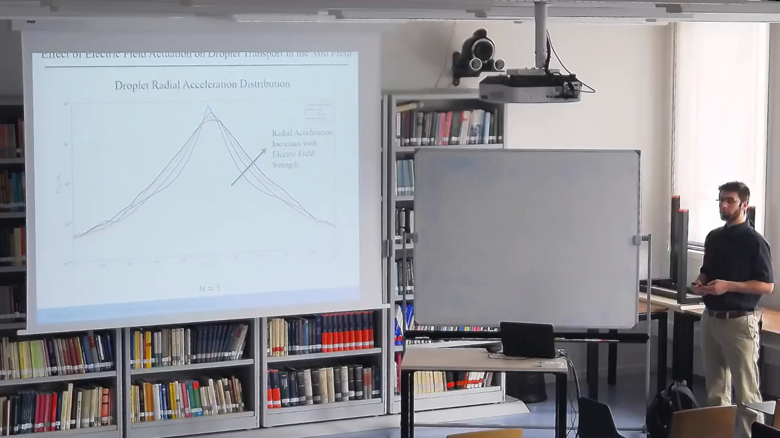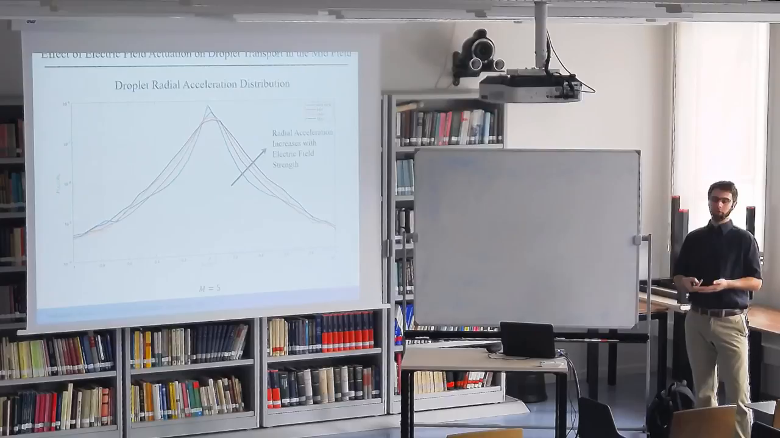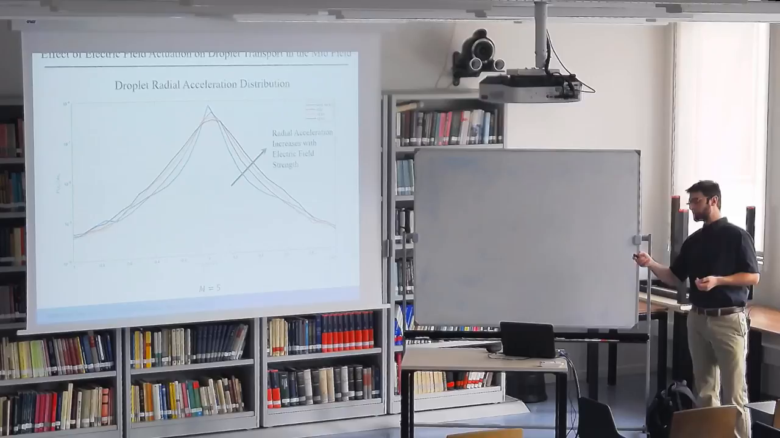You see those PDFs with wide tails that get wider and wider as you increase the potential on your plate, so when you increase the effective electrical force acting on your droplet, which you somehow measure indirectly by looking at the droplet radial acceleration.